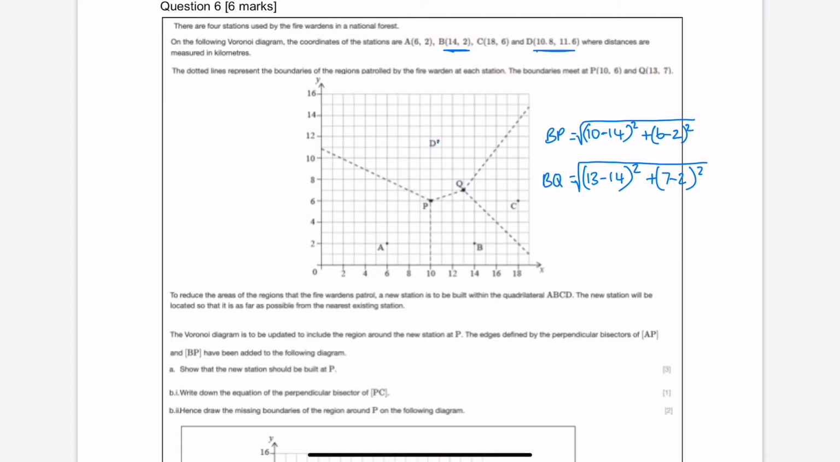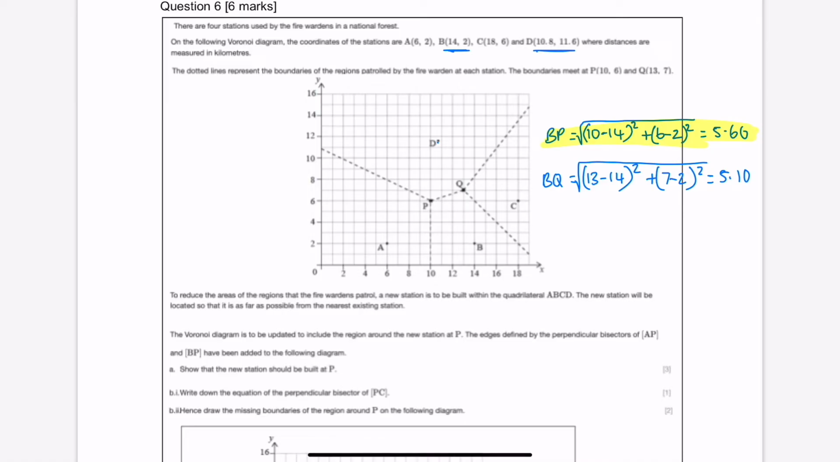And when I put that through, I find that the first one is root 32, or as a decimal, which you might prefer, it's 5.66. And then the second one is 5.10. And therefore, the one that is furthest away is this first one, B and P. So it would make more sense to put it here because it's going to be more beneficial if it's further away.